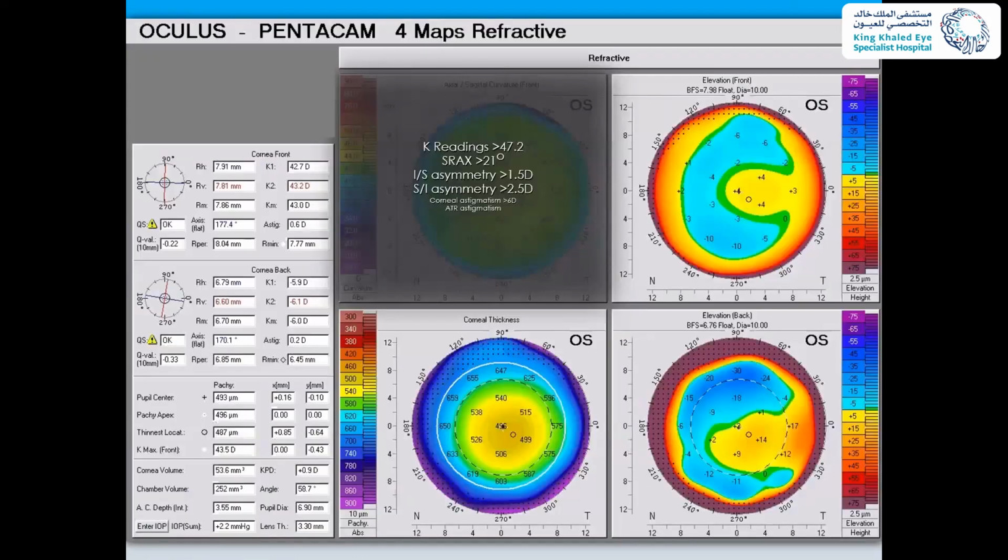So in summary, Kmax not more than 47.2, skew axis less than 21, inferior superior asymmetry less than 1.5, superior inferior asymmetry less than 2.5, and corneal astigmatism less than 6 may be normal. If it is against the rule, and if it is beyond these readings, then it is abnormal.